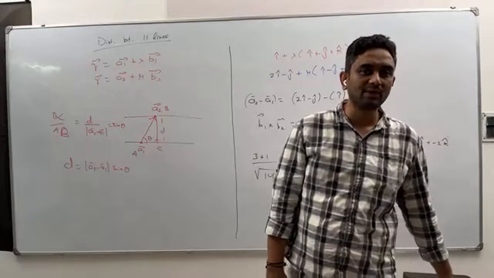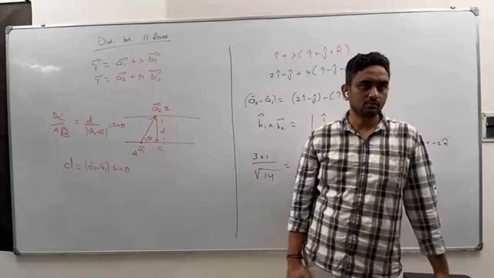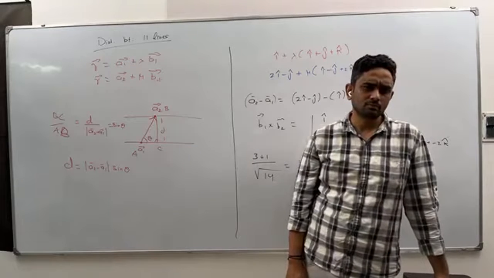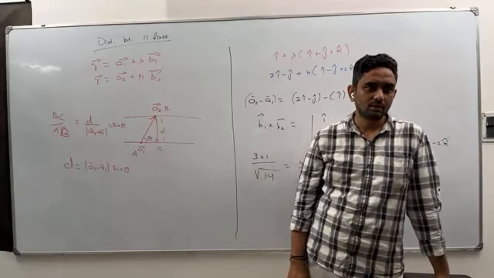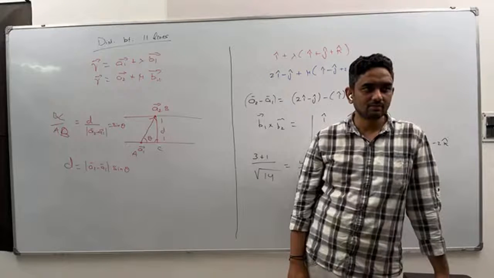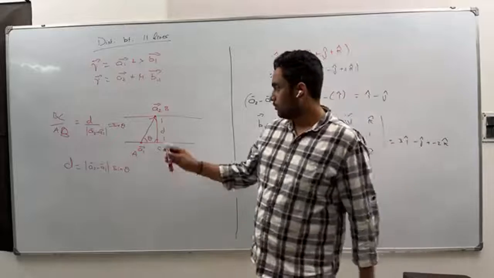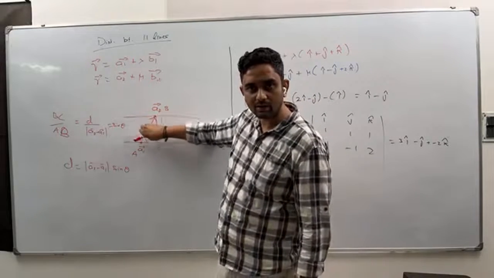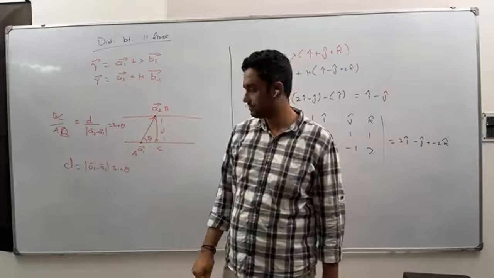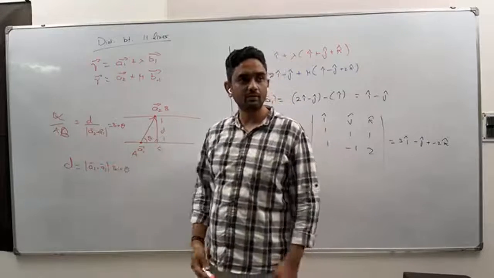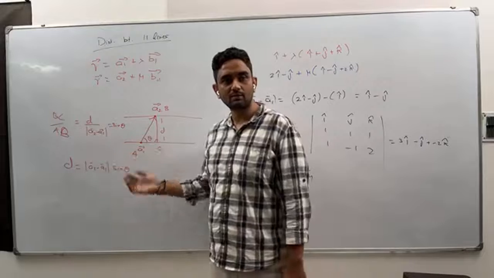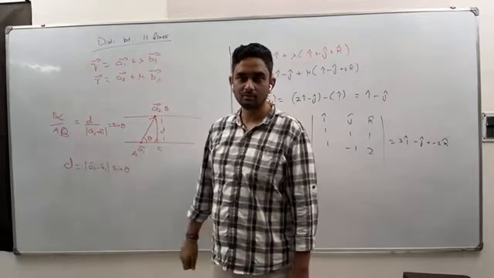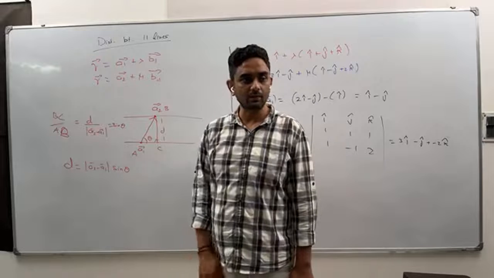Theta is angle between which two vectors? Theta is the angle between AB and the line. What is AB vector? A2 minus A1. And what is direction of the line? B1 vector. So I can say theta is the angle between them.